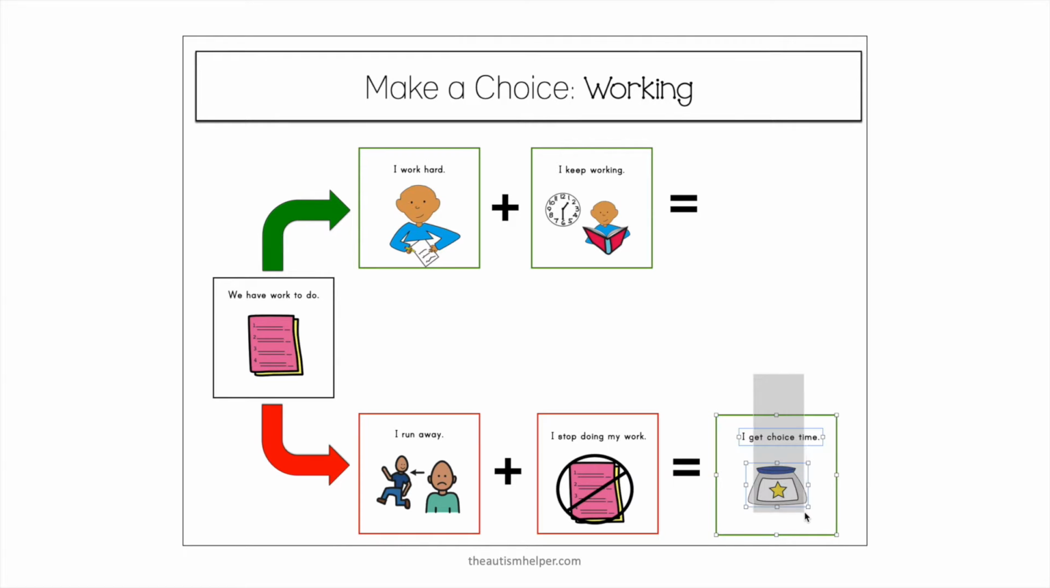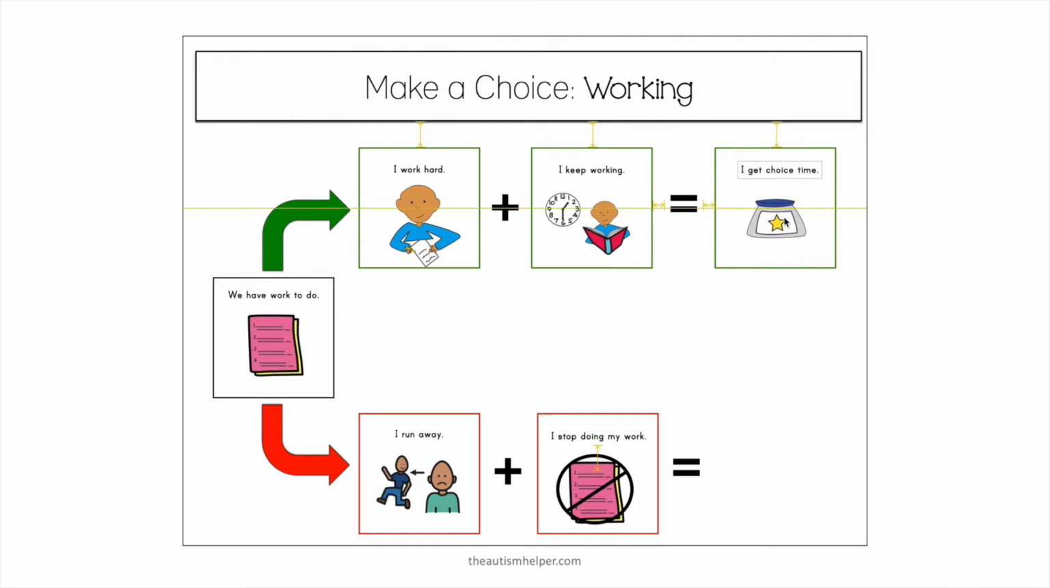Well, we're going to change this. So we are going to move this consequence over to the positive behaviors. So when I work hard and I keep working, I get choice time. So now that choice time, the going to the break area and playing with the toys, is going to result from doing your work and keeping working. Now let's think about what consequence to add for the negative behaviors, because remember, we're changing this to contingency and we're going to starve the negative behavior to make it not as effective as the positive replacement behavior.